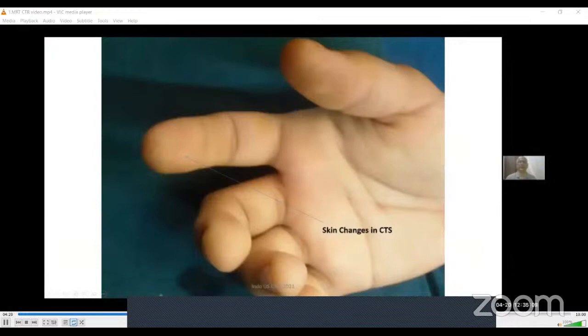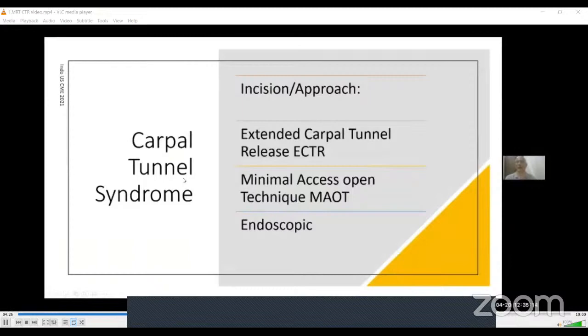Carpal tunnel syndrome at the end of the day requires a release, whatever method you use to release it. And I have discussed here the possible methods. The oldest is the extended carpal tunnel release with a large skin incision spanning the palm and the forearm. The minimal access open technique, which is what we use now, and the endoscopic technique.